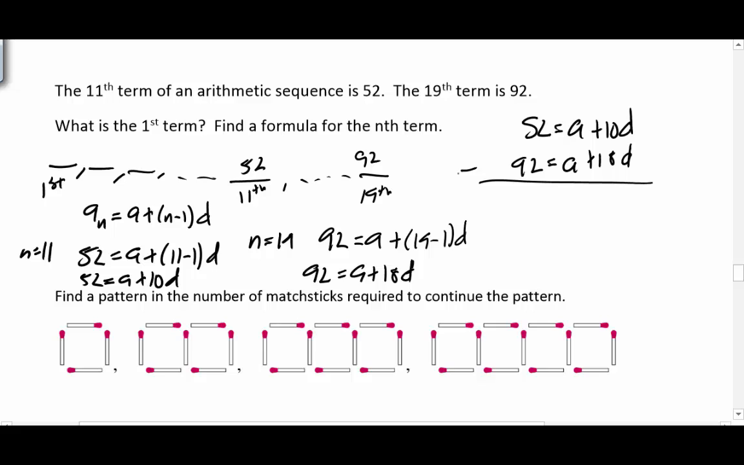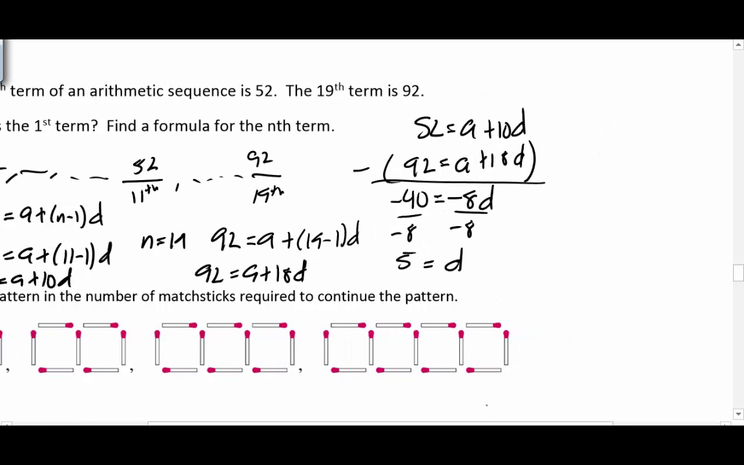So what I'm going to do is subtract those two equations. So I get negative 40. The a's disappear because a minus a is gone. And then 10 minus 18 is, let's see, negative 8d. And so then I want to divide by negative 8. And so our common difference here is 5.